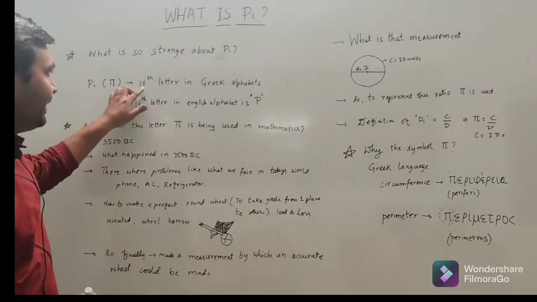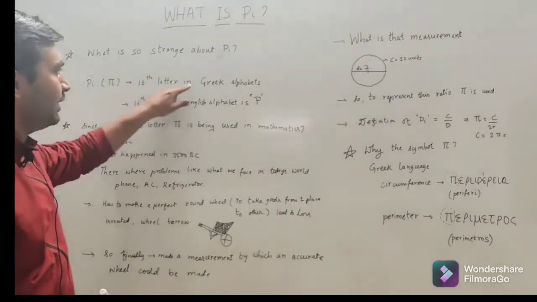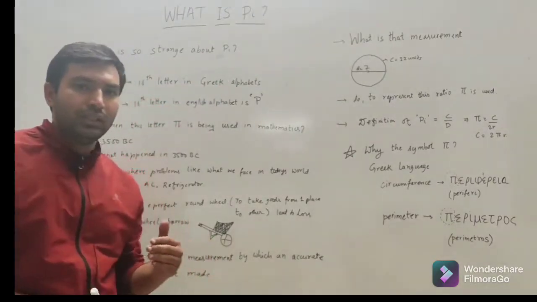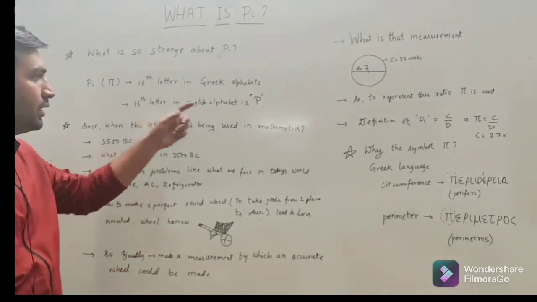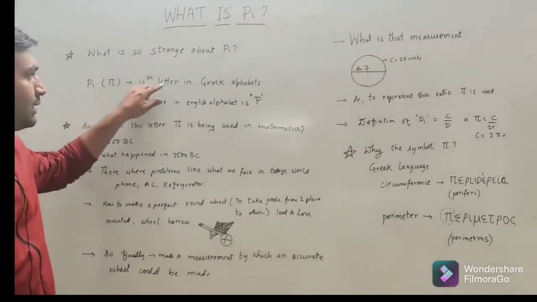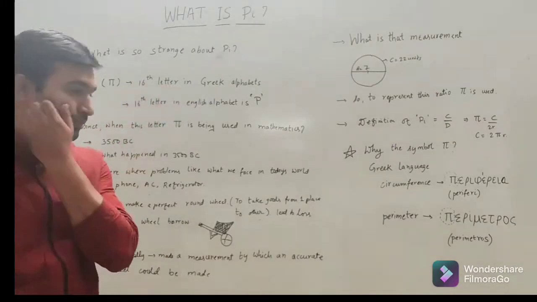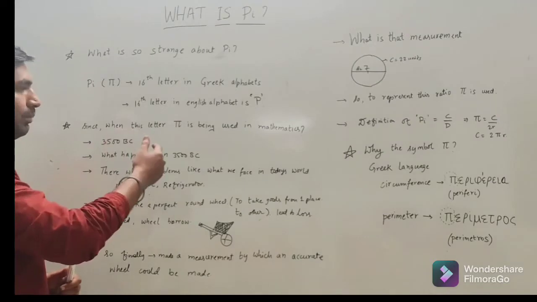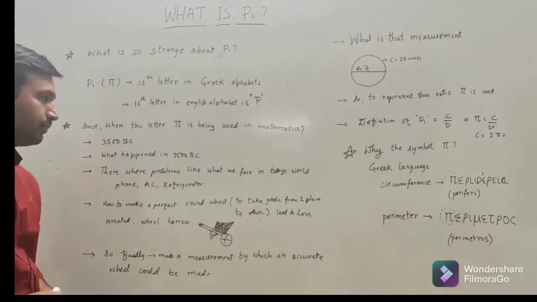What is pi? Pi is nothing but the 16th letter in the Greek alphabet, right? Like the 16th letter in the English alphabet is P. In the same way, this symbol pi is the 16th letter in the Greek alphabet. Now the next question is, since when has this letter pi been used in mathematics, right?